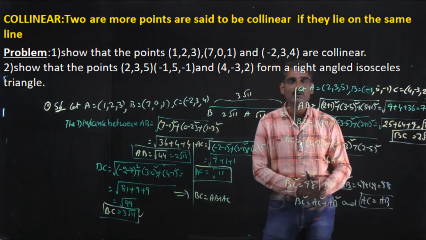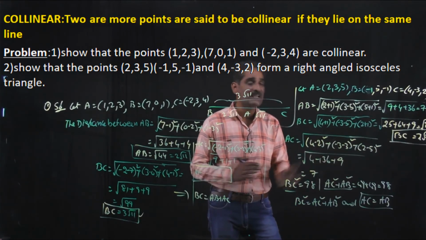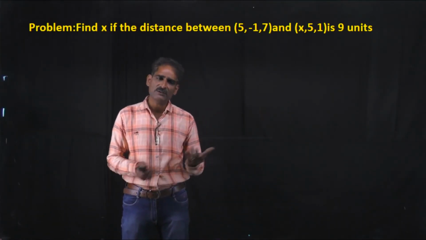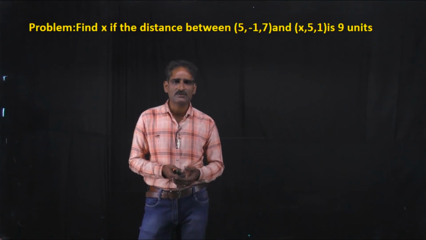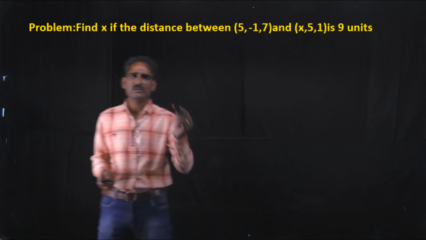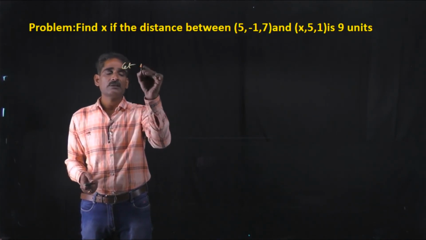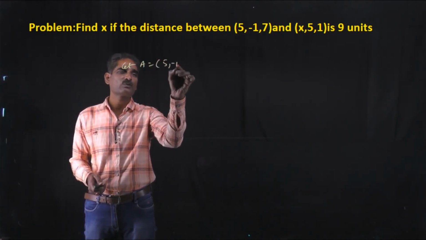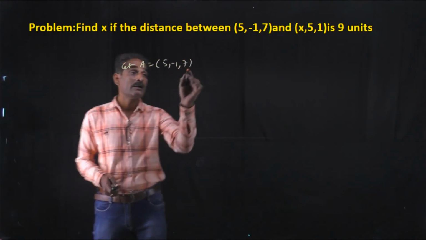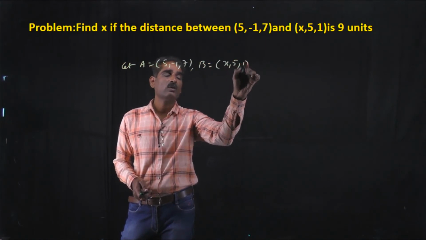So with the help of these two, we can say the given triangle is a right-angled isosceles triangle, right-angled at A. Find x if the distance between the 2 points is 9 units. This is very important from the 2-mark point of view in the board exam. Okay, just write down. Let the given point be A = (5, -1, 7), and let us take another point B = (x, 5, 1).